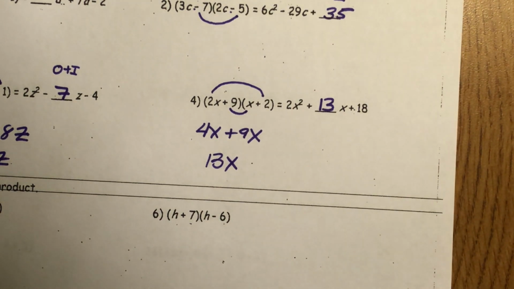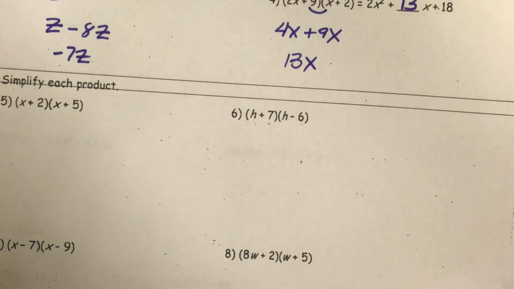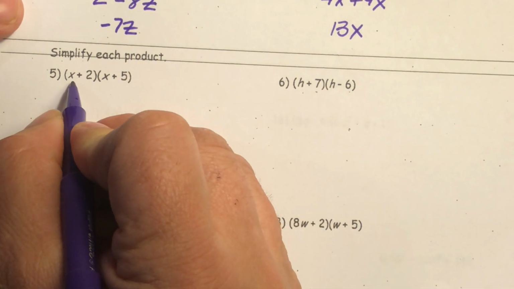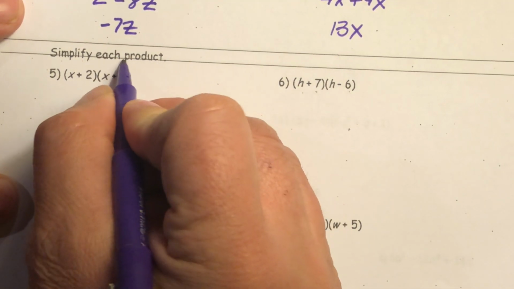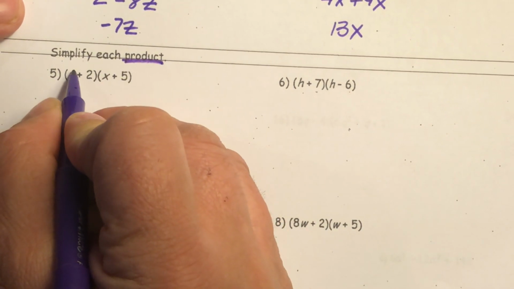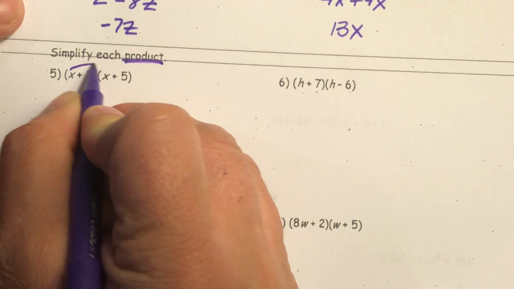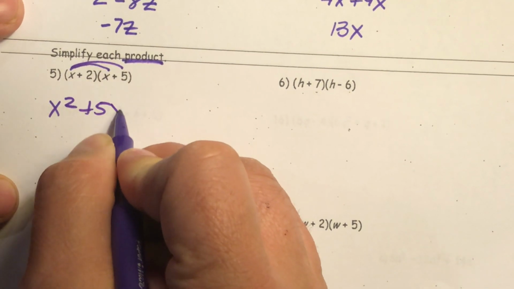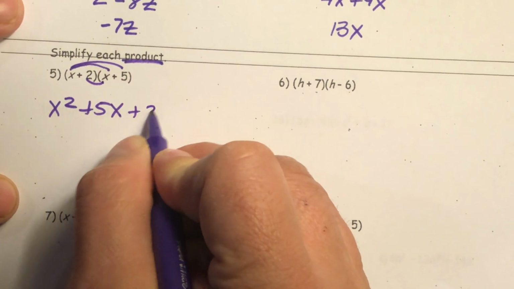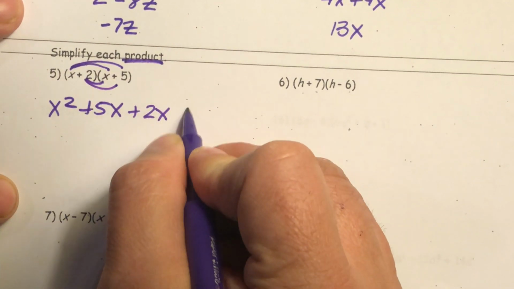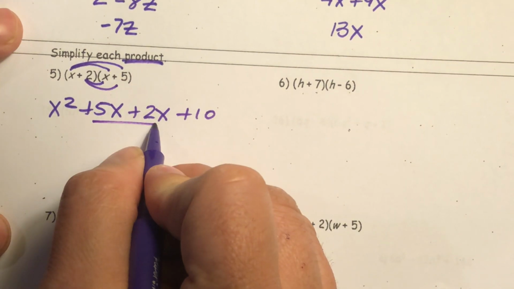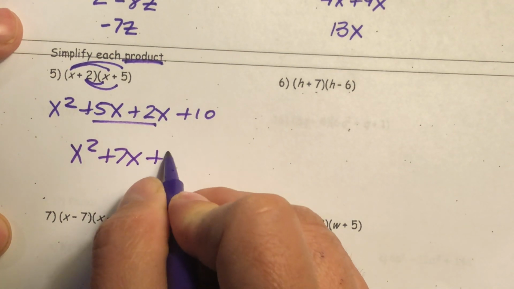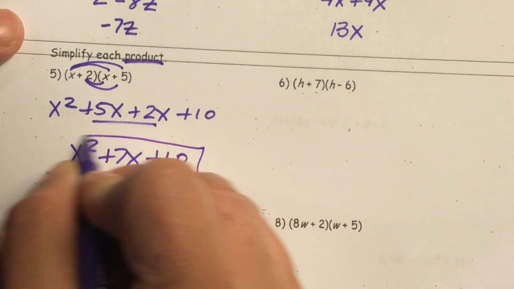Okay. Let's do number 5. We'll do just one of these. This says simplify each product. So we're going to multiply. So again, it's your FOIL or extended distribution. Multiply here: x squared, 5x, 2x, and 10. Add those two up: x squared plus 7x plus 10. Super simple.